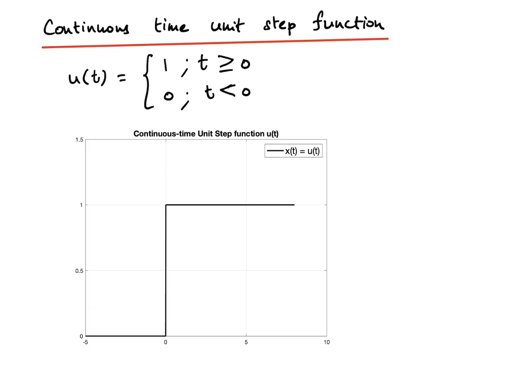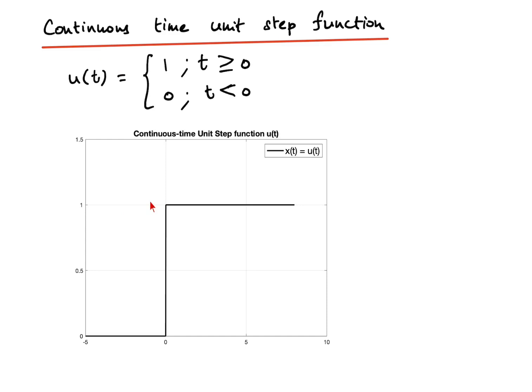And similarly, we have the continuous time version of the unit step function, which we denote as u of t, and that is equal to 1 when t is 0 or positive, and when t is negative, the unit step function takes on a value of 0. As you can see very clearly here, it looks like a step. So that's why it's called a step function.